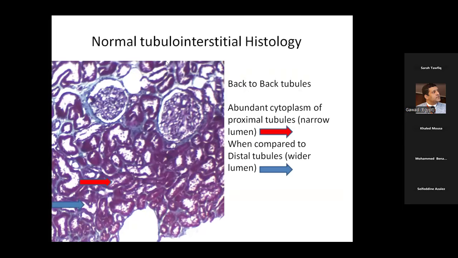Let's talk about the tubulointerstitial compartment. As we all know, tubules should be back to back. Tubules could be proximal and or distal. The proximal tubules have more abundant cytoplasm, so they have a narrower lumen, and on the other hand, distal tubules have less cytoplasm and a wider lumen.